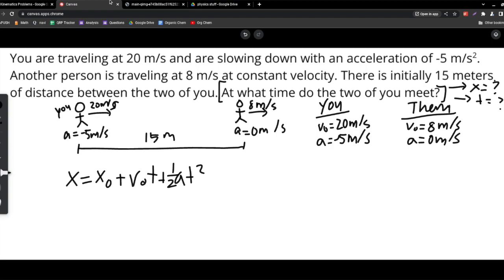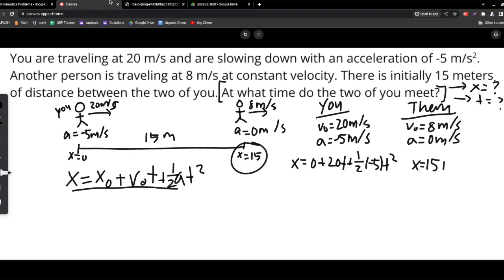There's a reason why I broke this down: at this position x is 0, and at this position x equals 15. So that's saying that their initial position is going to be at 15, which is why we had to make the distinction here. If we plug all of this in, for you we get x equals 0, because our initial position is 0, plus 20t plus 1/2 times -5t squared. And then for them, x equals 15 because of this part, plus 8t plus 1/2 times 0 times t squared.